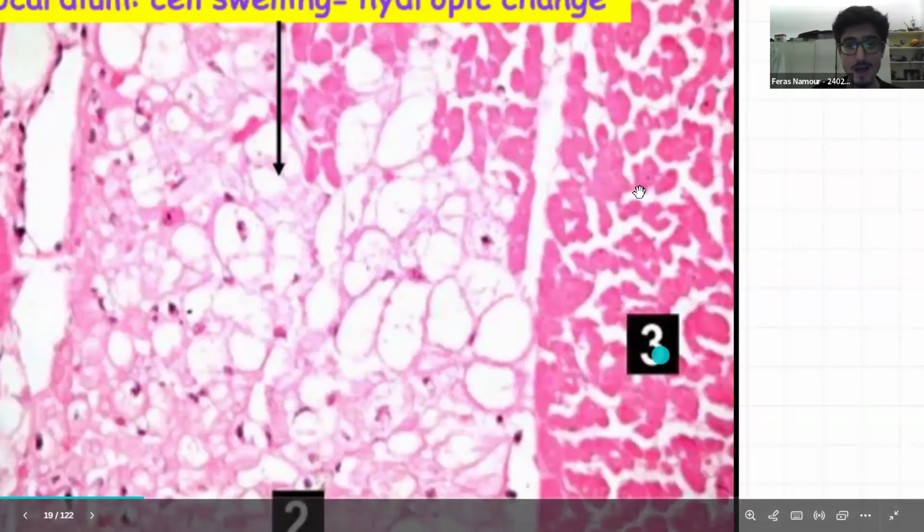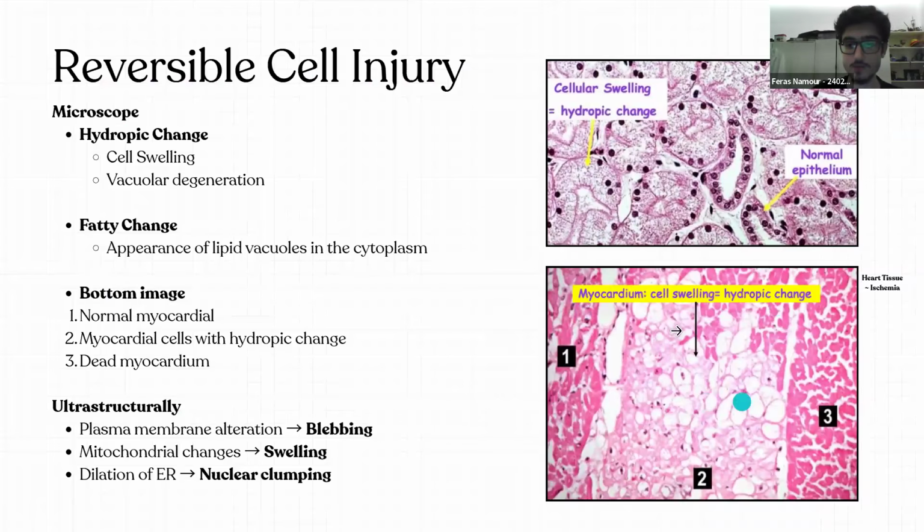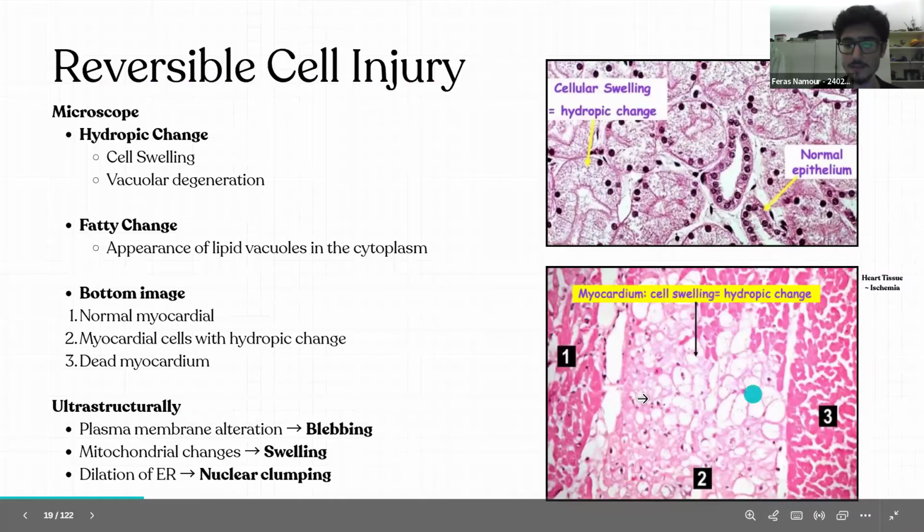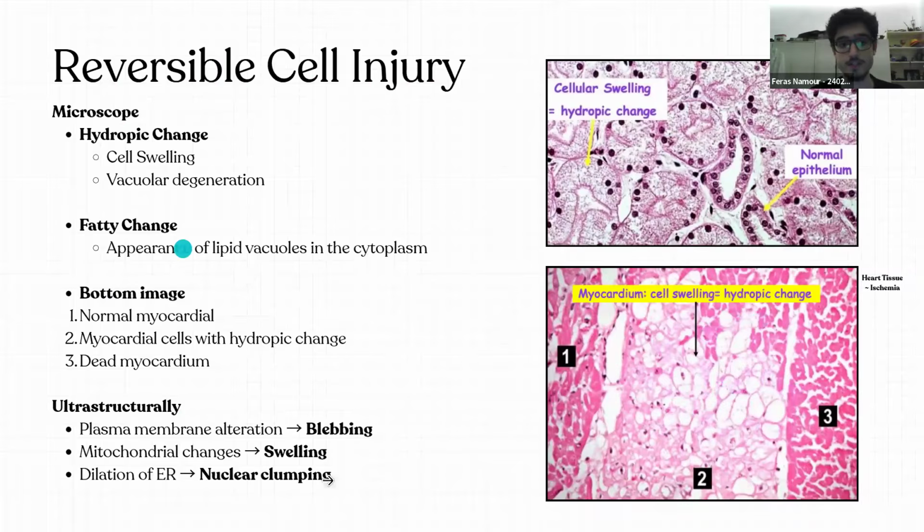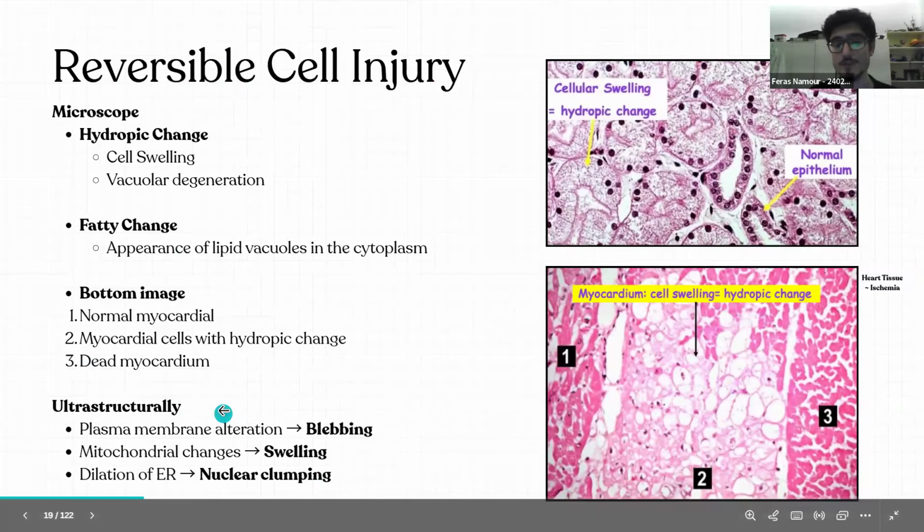Why is this dead tissue? I don't see any nucleus. So in this image, when I see the middle part, I'm talking about reversible cell injury. I'm seeing hydropic change, and I also say fatty change. Now, ultrastructurally, which means if you look under an electron microscope, you're going to see blebbing, swelling, and nuclear clumping. That's all you need to know. Is it high yield for OSPE? Not really, but keep it at the back of your mind.